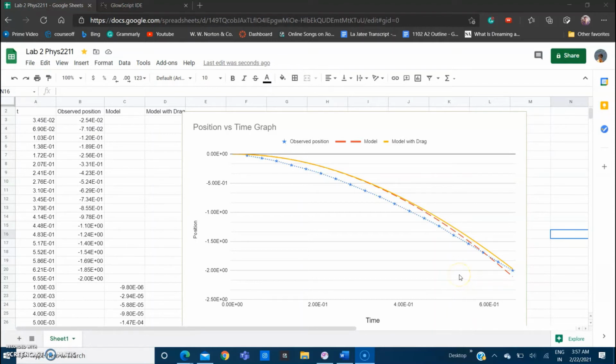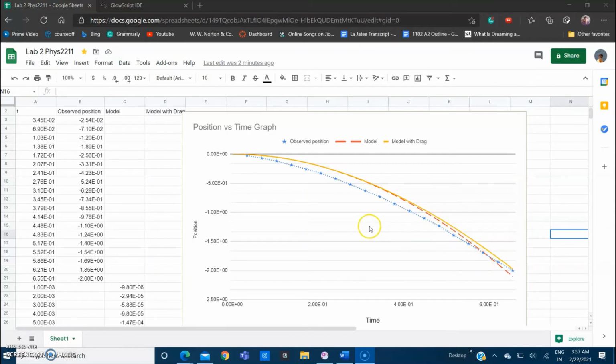Now let's compare the computer model with drag and the computer model without drag, the red and the yellow lines. Both the lines run together up to a point. After reaching a point, the ball acquires significant velocity, which makes the drag force apparent. This reduces the ball's velocity and ultimately its final position. The difference you see between the red and the yellow line is caused by drag.